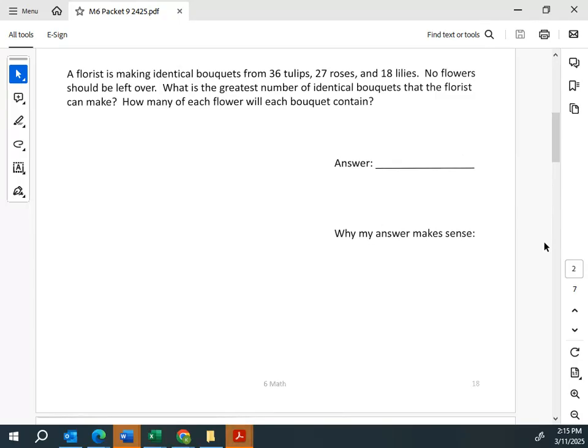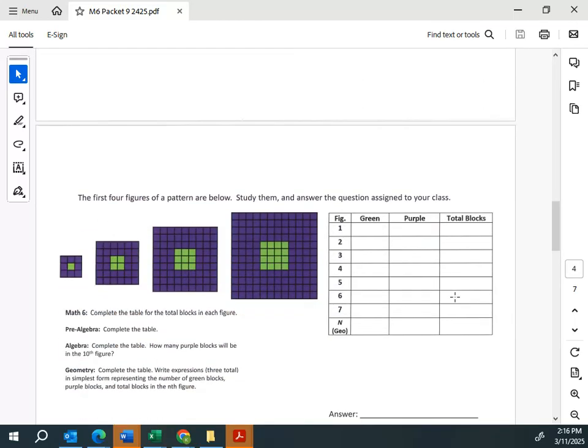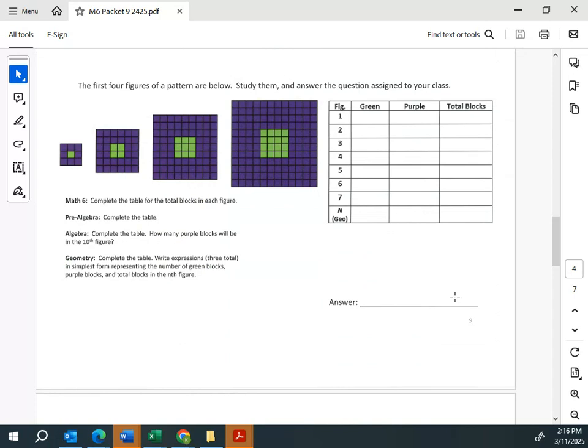Now our next page is our 5-card challenge. You need to use those numbers to equal 3. You need to come up with 12 points for it. Then the next one is our pattern figures. So let's fill in what we know for the total blocks. Math 6 has to just do the total blocks column.